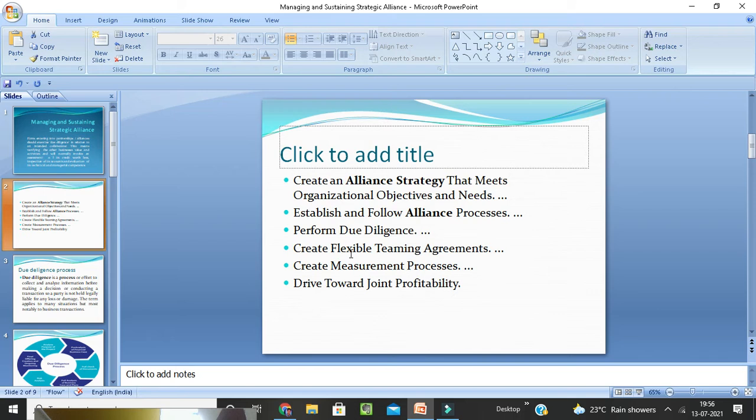Then they will create flexible teaming agreements between two companies, and they will create a measurement process. What will be the measure? What will be their role? What will be the responsibility? What human resources will participate, and how everything is going to function in that. Then they will create the measurement process. What is the measurement? How should the process be? Then they will drive towards joint profitability.